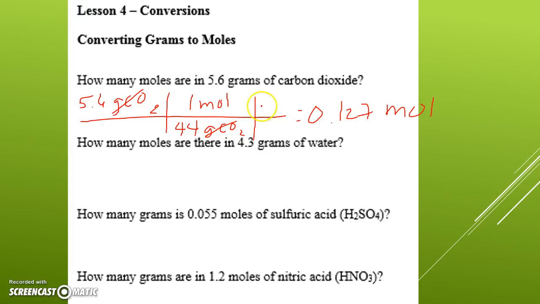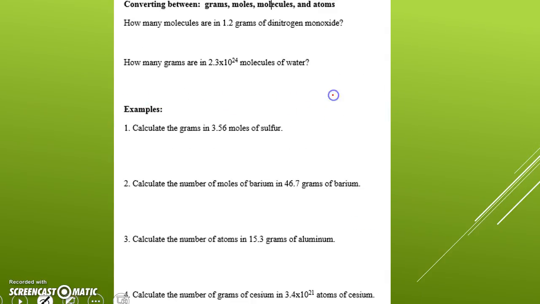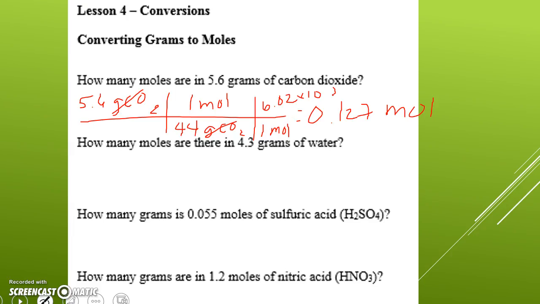Then we're going to be building on these conversions and we might use another step in the future where we add 1 mole here, and then we use that number here, the 6.02 times 10 to the 23rd. That's what you would do if you were asked to find the number of molecules of carbon dioxide. But since we are just looking for moles, we don't need to worry about any of this right now. Our answer would be 0.127. So go ahead and give a couple of these a try as well and see how you do with them.